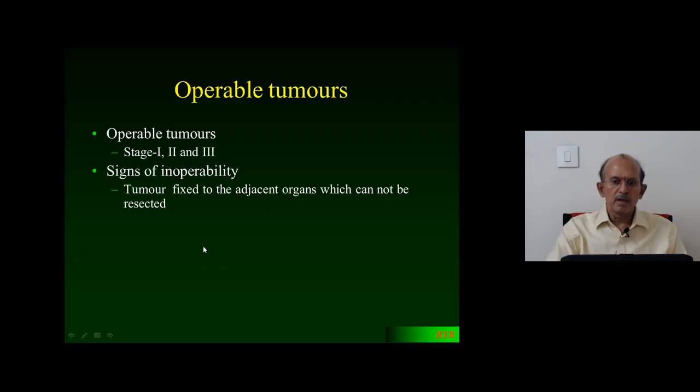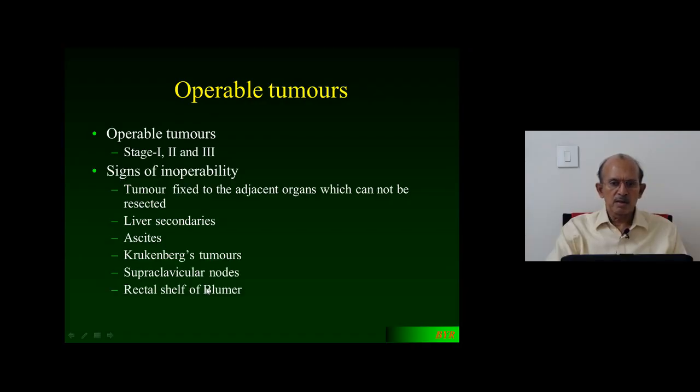Signs of inoperability: the tumor fixed to adjacent organs which cannot be resected, liver secondaries, peritoneal secondaries, Krukenberg's tumors, supraclavicular nodes, rectal shelf of Blumer, more than 15 enlarged nodes discovered on CT or endoscopic ultrasonography. That means N3 nodes.